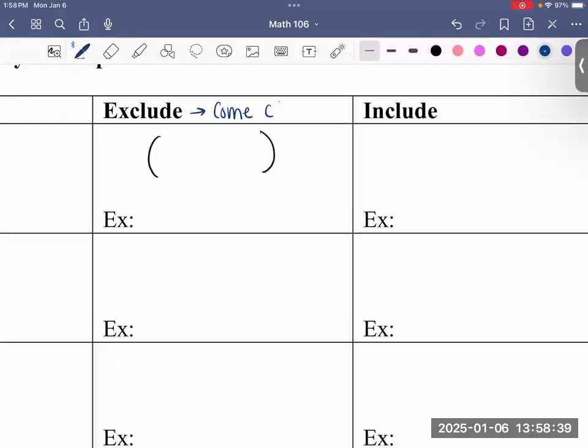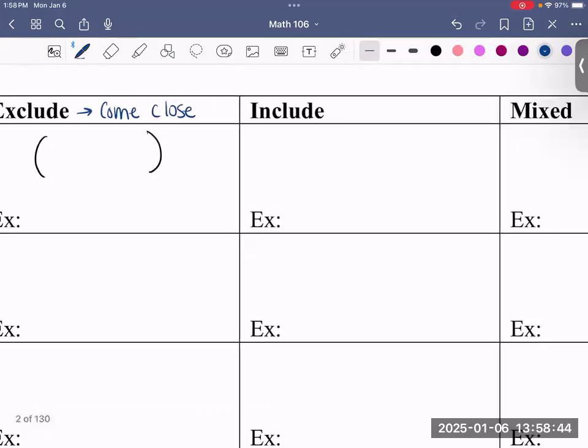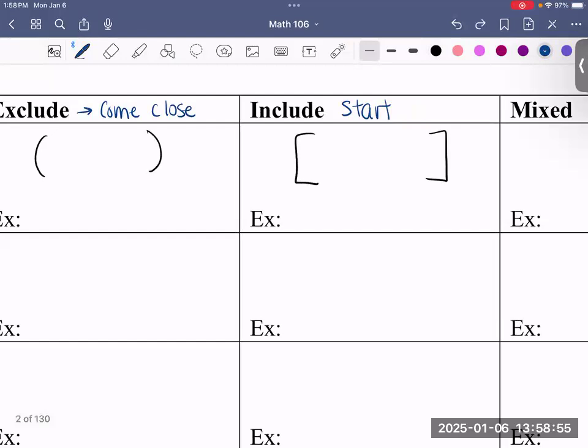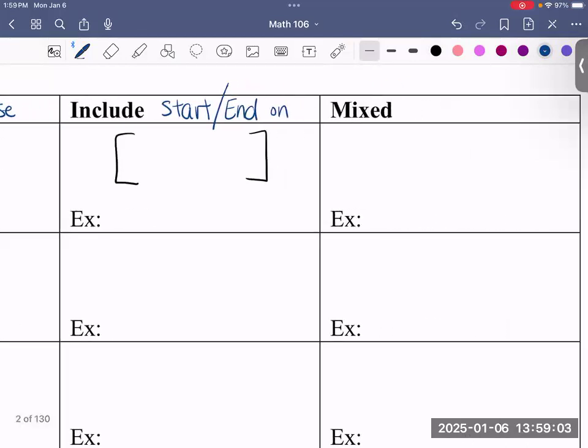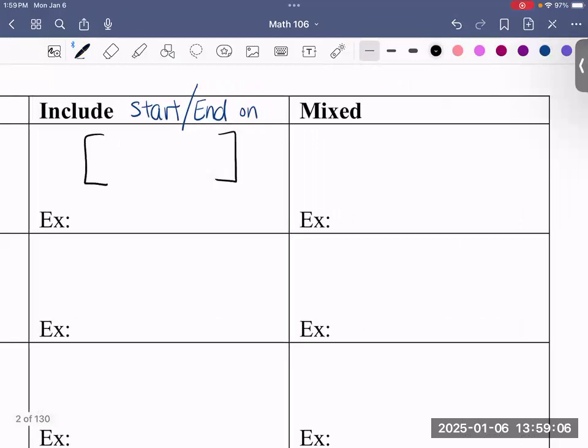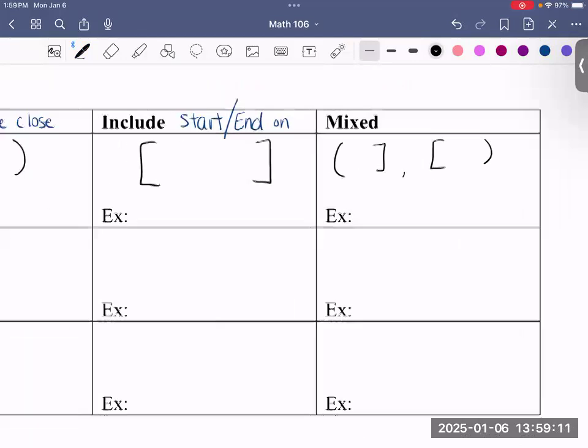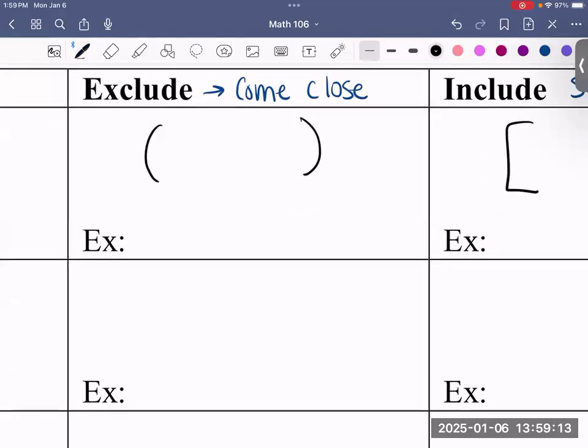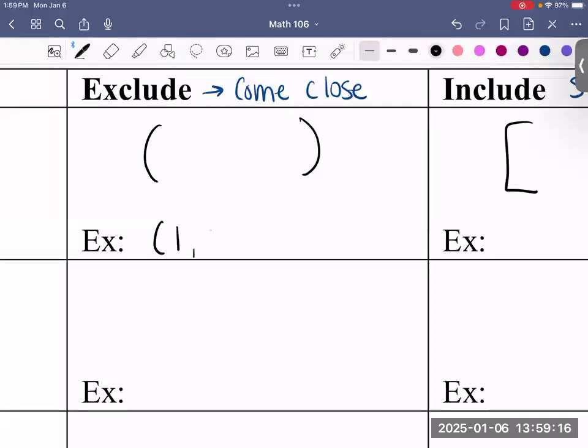Come close to the number. When we want to include that number, we use a bracket, meaning that we can start or end on that particular value. And then, of course, you could have a mix, where we use parentheses and brackets together. So for an example, if I'm using parentheses, we could say parentheses 1 to 4.